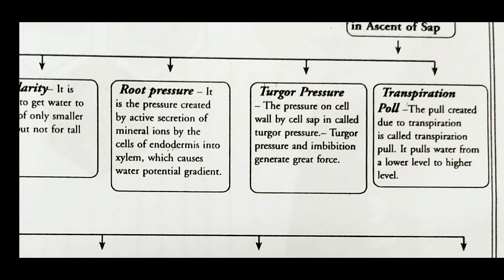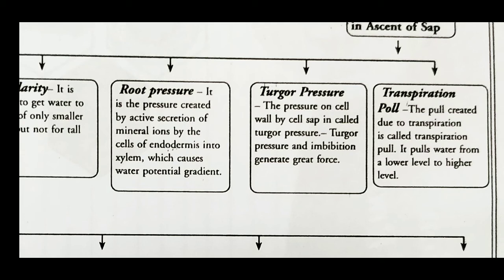Lastly, transpiration pull. It is the pull created due to transpiration. See, a column is filled with water. When you suck water from the top, automatically from down below, if it is dipped in water, you are pulling that water as well. The same thing is happening here.